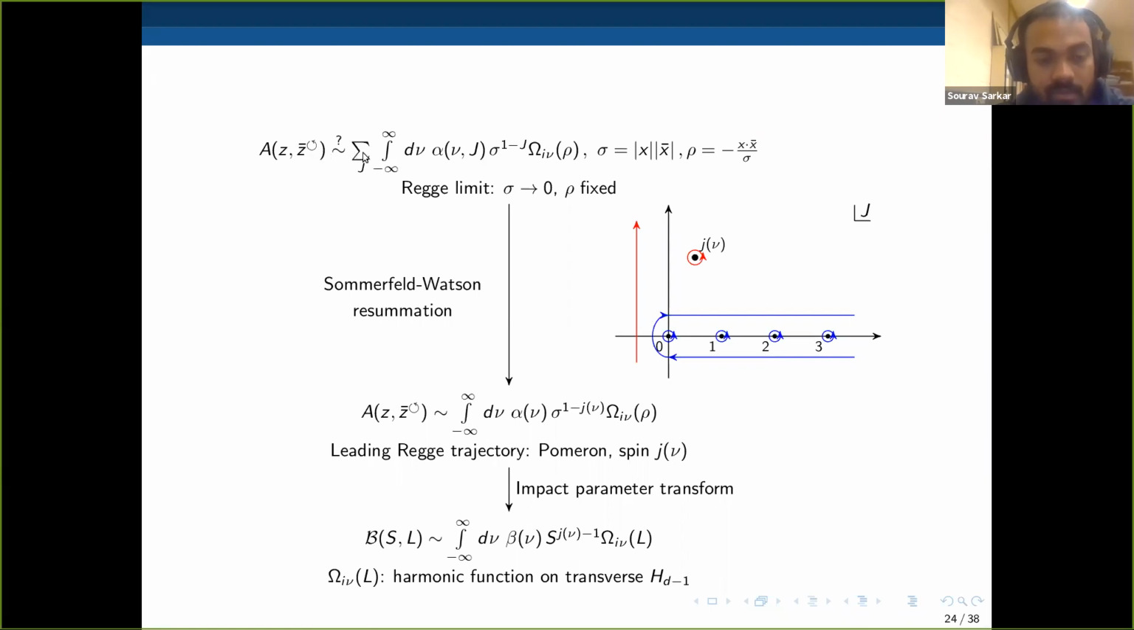Now, when we apply the Regge limit to the block expansion of the correlator, or the partial wave expansion of the correlator, we see that the contributions grow with spin, so we have to include all high spin terms. And if we do the Sommerfeld-Watson resummation over the leading Regge trajectory, we get the Pomeron. And then the impact parameter transform is of this form, and the omega here is a harmonic function on the transverse hyperboloid in AdS.